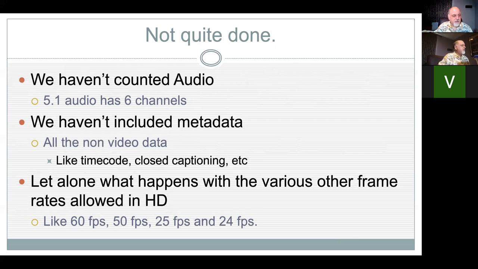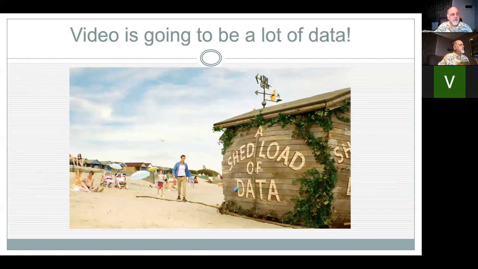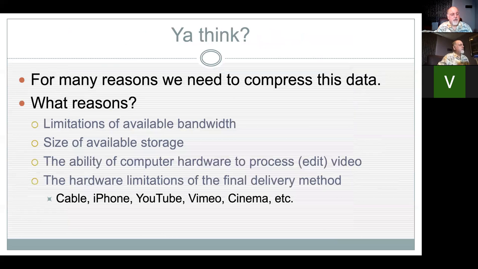Okay, and the other thing, the frame rates, keeping in mind that frame rates can have a significant effect on your data rate. All right, so it's going to be a lot of data. That's the bottom line here. All that is a way of telling you there's going to be a lot of data going on. So we need to compress this data, right? Why do we have to compress the data?